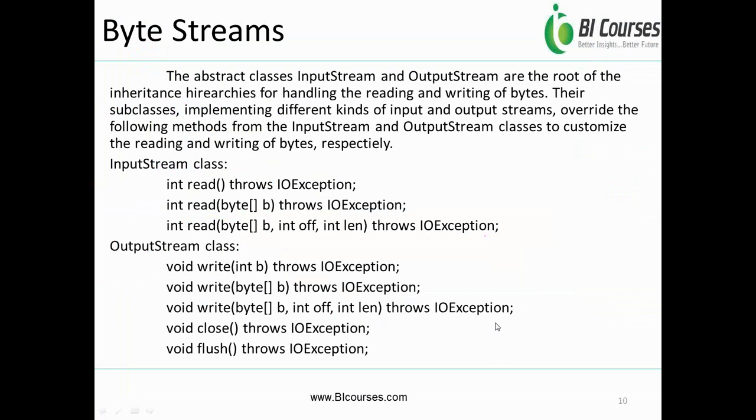Next one is byte streams. The abstract classes InputStream and OutputStream are the root of the inheritance hierarchy for reading and writing of bytes. Their subclasses implement different kinds of input and output streams. These override the following methods from the InputStream and OutputStream classes to customize the reading and writing of bytes. The InputStream class has a read method which throws IOException, and also read with a byte array argument, and read with a byte array, integer offset and integer length. These three methods we have in the InputStream class. In the same way, in OutputStream we have write with byte array, offset and length, and we have close and flush. These are the various methods that can be used to read and write content into files.